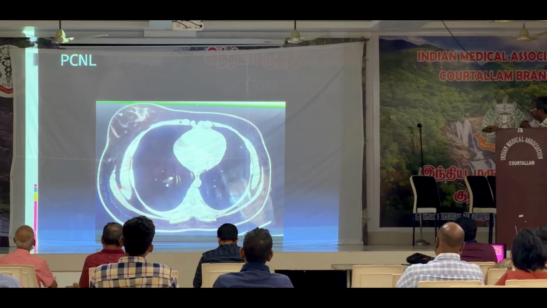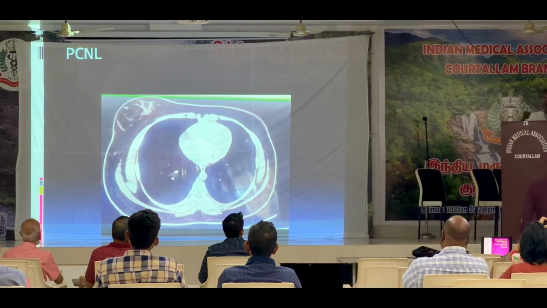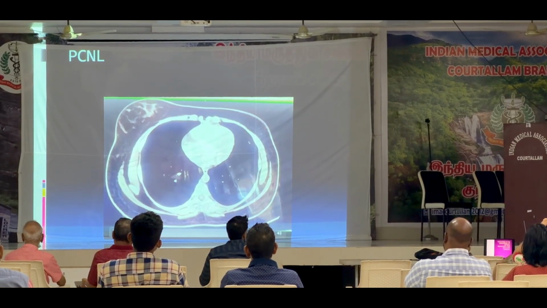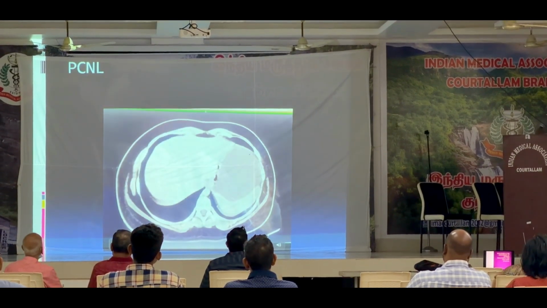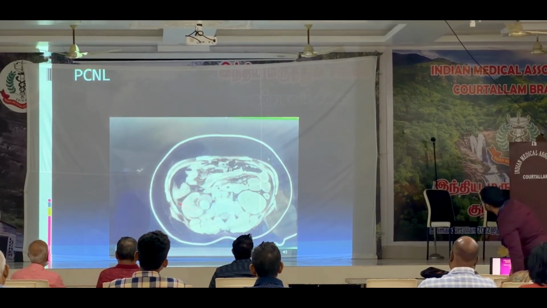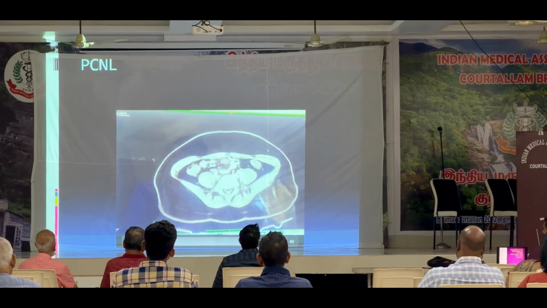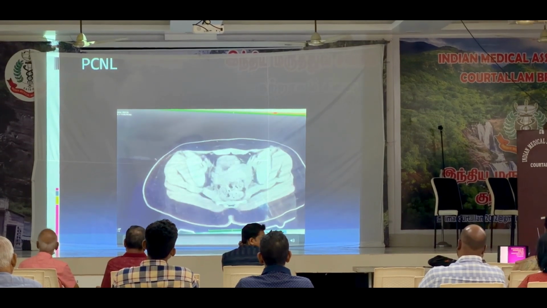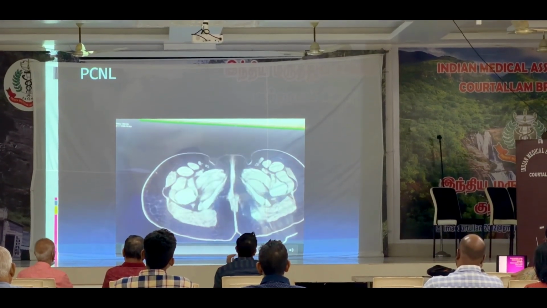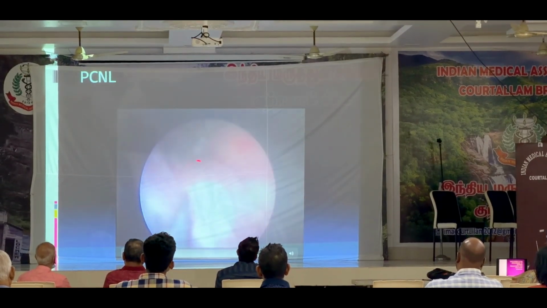This is a CT showing the stone. This is a very large stone, around 3 centimeters, a renal pelvic stone. As I showed in the figure, we puncture the kidney. This is the passing of the guide wire in the ureter.